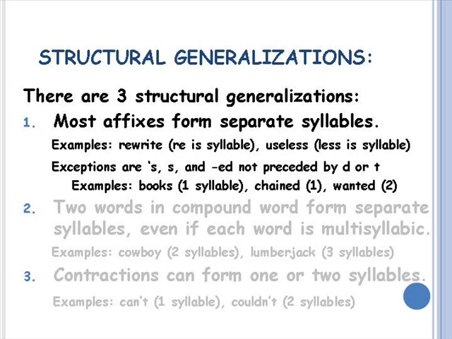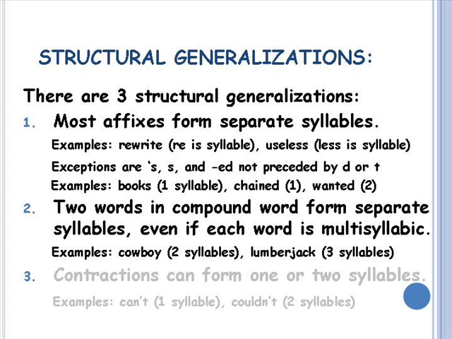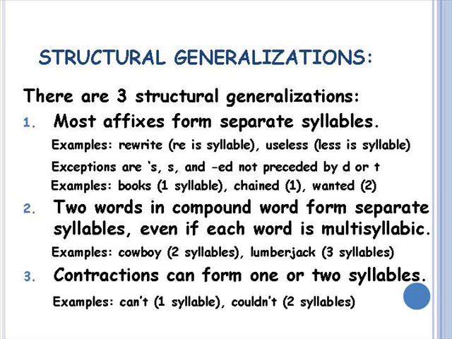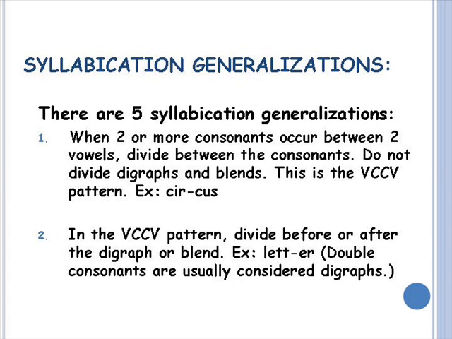Here are the 3 structural generalizations. Most affixes form separate syllables. Exceptions are apostrophe s, s, and ed not preceded by the letters d or t. Two words in a compound word form separate syllables, even if each word is multisyllabic. Contractions can form 1 or 2 syllables. There are 5 syllabication generalizations.